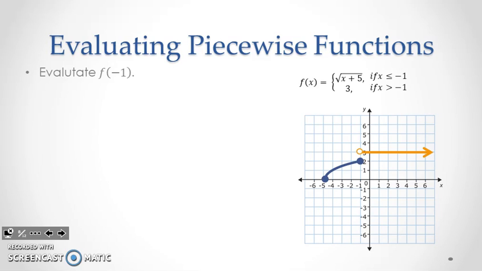Let's do one more. I've got f of -1. Okay. We've got f of -1. So this one is probably the trickiest.